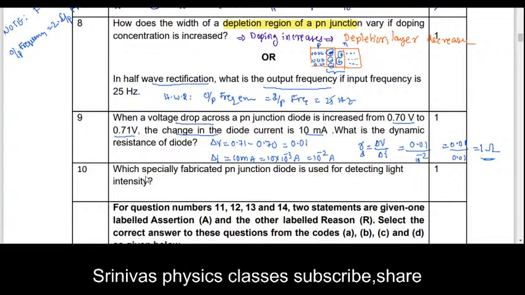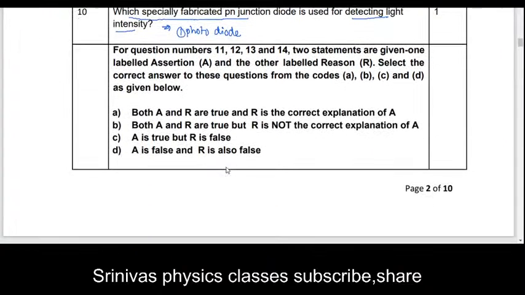Right. Which specially fabricated PN junction diode is used to detect light? There are 3 optoelectronic diodes that respond to light. To detect the light, which diode is used? You know that, the first one, the photodiode. The photodiode is used to detect light.